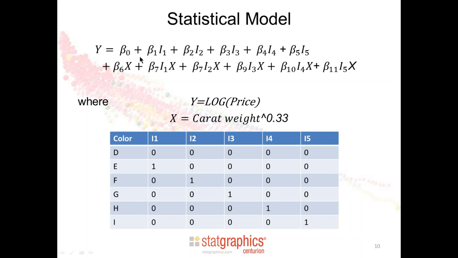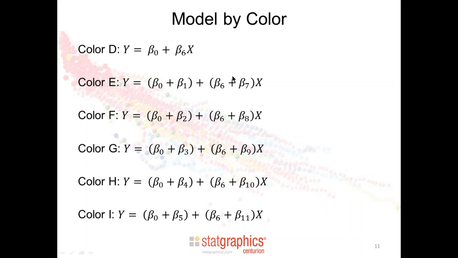The mathematical model we're going to fit will be beta 0 plus beta 1 I1 plus beta 2 I2 and so forth. We'll have a term involving caret weight, and we'll also have interactions between those indicators and the caret weight. Now, what is that going to do for us? Well, basically, what that does is it ends up giving us 6 regression models, 1 for each color.